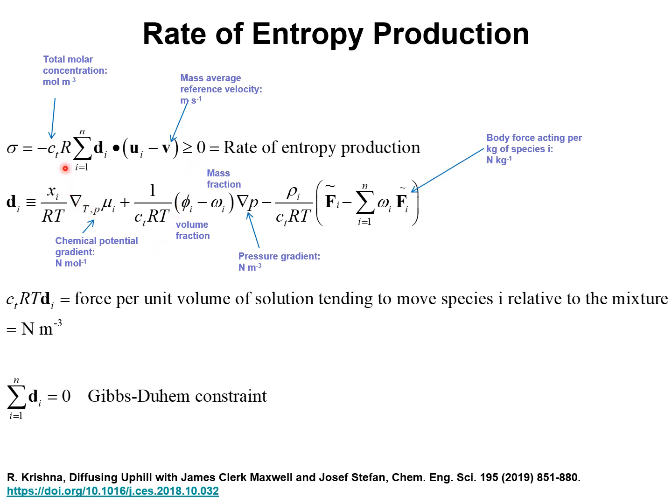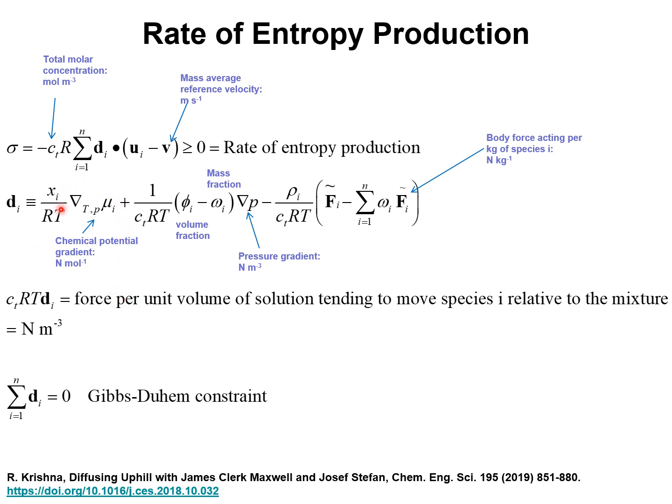The various terms in this expression are as follows. C sub T is the total molar concentration. R is the gas constant. D sub i is the generalized driving force for component i that I shall discuss shortly. And u sub i is the velocity of transport of species i. The generalized driving force consists of a sum of three separate contributions.